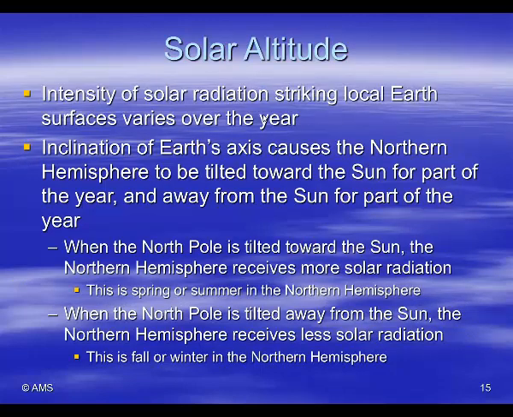So the intensity of solar radiation striking the local Earth surface varies over the year. The inclination of the Earth's axis causes the northern hemisphere to be tilted towards the sun for part of the year and away from the sun for part of the year. When the North Pole is tilted towards the sun, the northern hemisphere receives more solar radiation, and it's spring or summer in the northern hemisphere. When the North Pole is tilted away, the northern hemisphere receives less solar radiation, and this is fall or winter in the northern hemisphere.